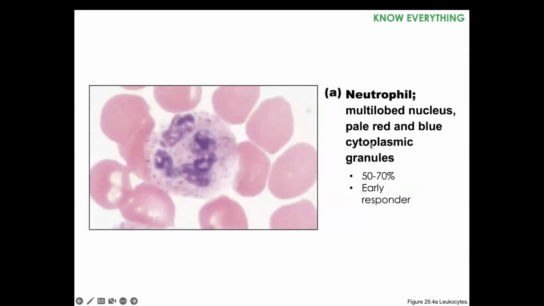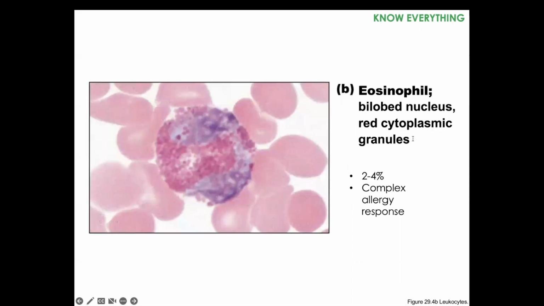So this is a close-up image of a neutrophil. Neutrophils have a multi-lobed nucleus, the dark purple areas, and red and blue granules within the cytoplasm. These make up about 50 to 70% of our white blood cells in the body and are the first cells to show up to a site of infection. Neutrophils' main function is to eat foreign invaders.